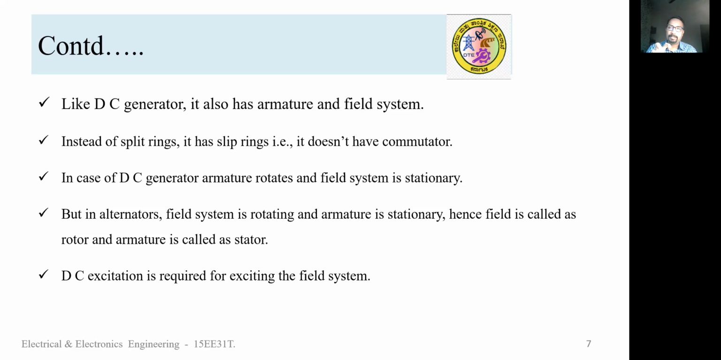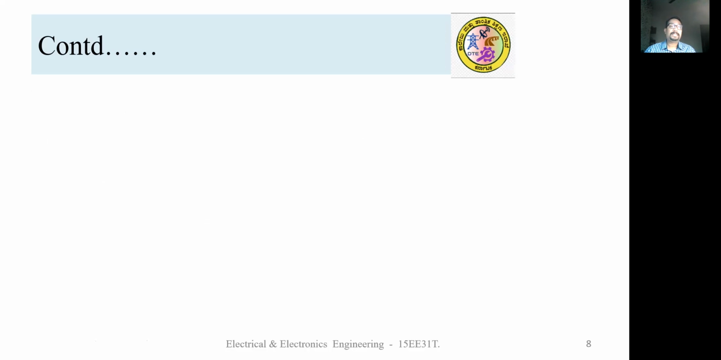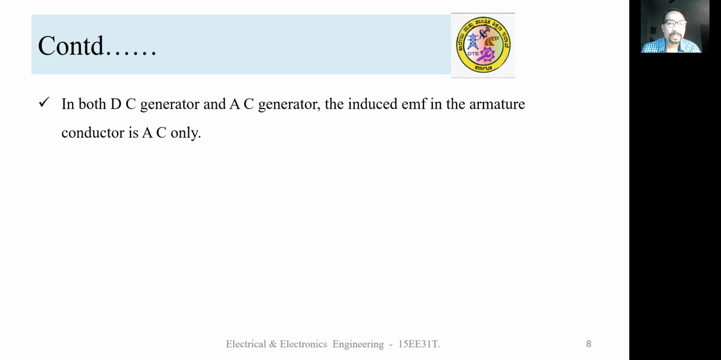Yeah, the system which provides this DC excitation is called the exciter. Usually, in the case of an alternator, compound generators or simple DC shunt generators are used for exciting the field system.